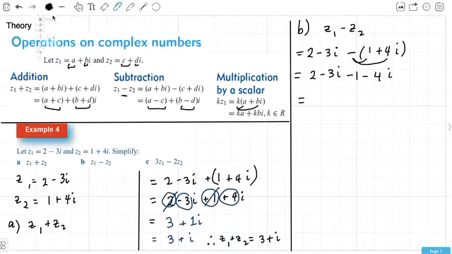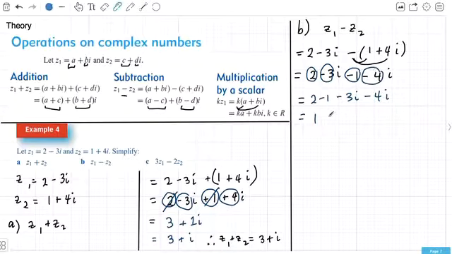Now again, we're going to combine the different parts. So the real parts, 2 and negative 1. 2 take away 1, and if you want to, you can rewrite it so you can see what's going on. That's 1. Here we've got negative 3i minus 4i. So we've got negative 3, take away 4, which we know is going to be negative 7. As you're doing them, I often cross them out so I can keep track. So that means that for that question, we know that z1 take away z2 equals 1 minus 7i.